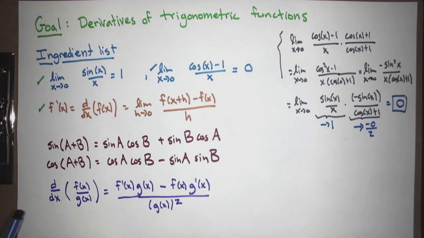Down at the bottom, we have the quotient rule. We've talked about that before, so I think that's good to go. And the last two pieces are trig identities. Sine of a plus b is sine a cosine b plus sine b cosine a. And cosine a plus b is cosine a cosine b minus sine a sine b.